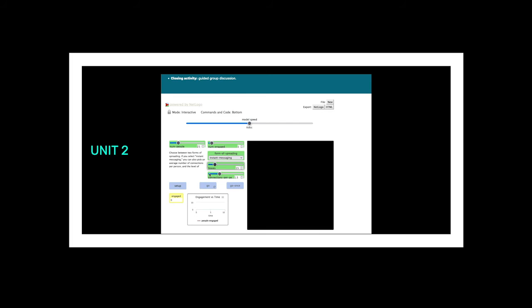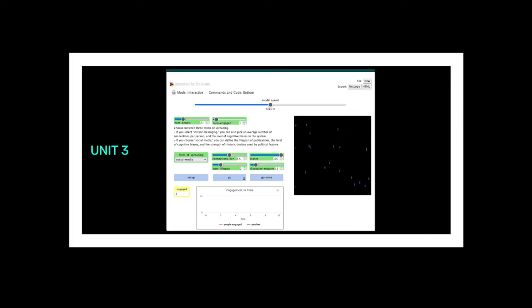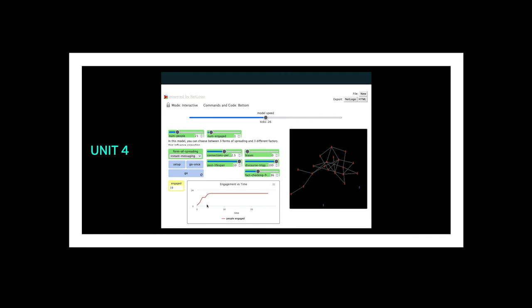In Unit 3, more features are added to the interface: the level of rhetorical strategies employed in politically motivated disinformation, and the ability to choose another form of spread: social media. Learners can also select social media publications' lifespan, which also affects the model's behavior. In Unit 4, we enter the realm of solutions, and a slider called fact-checking frequency is added to the model.